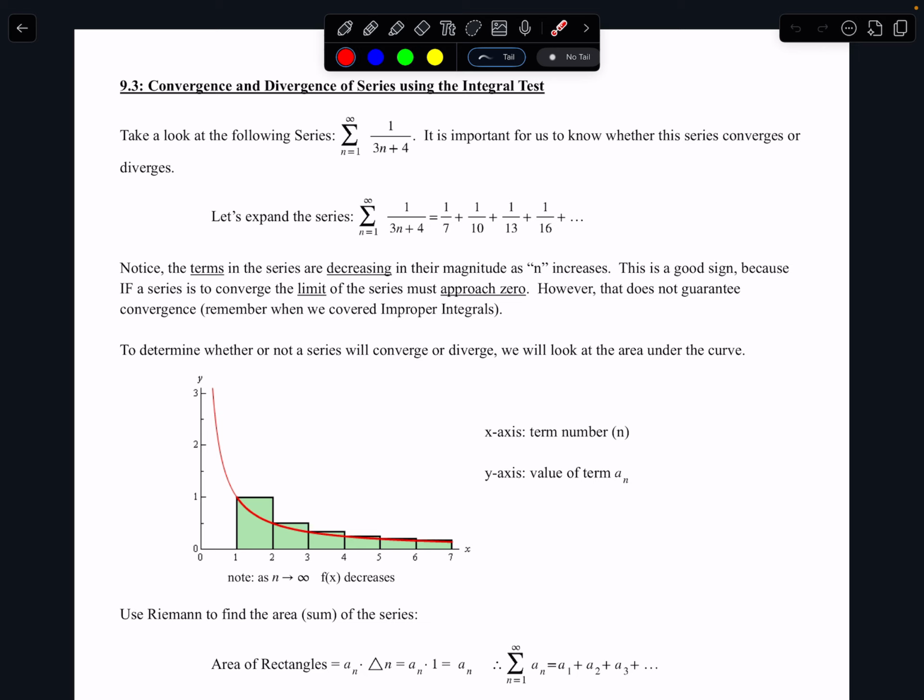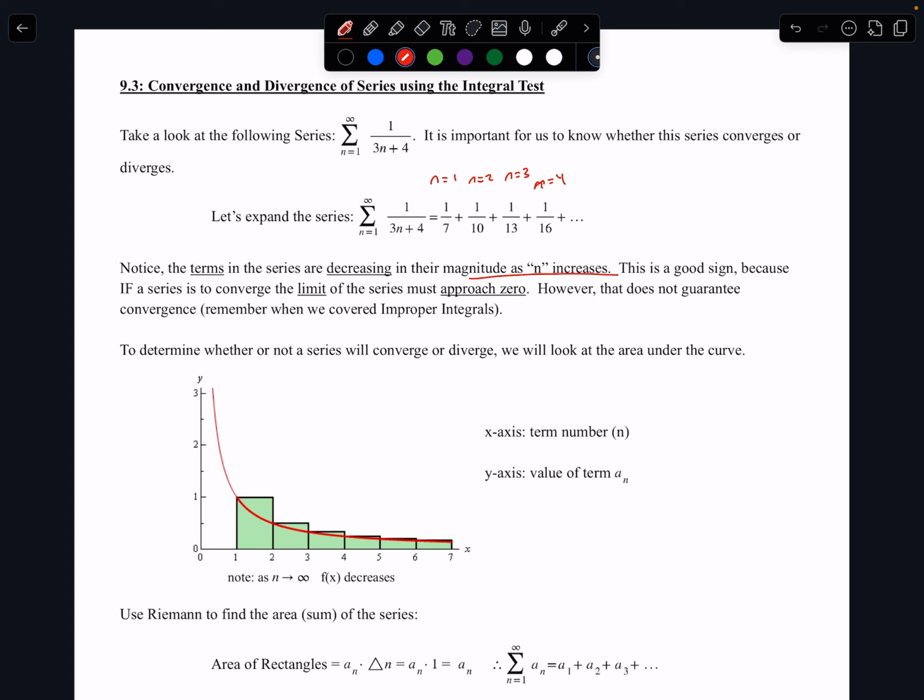So let's expand the series. If we let n be 1, we get 1 over 7. Let n be 2, we get 1 over 10. If we let n be 3, we get 1 over 13. And if we let n be 4, we get 1 over 16. Now notice, the terms in the series are decreasing in magnitude as n increases. In other words, what this is saying is that the limit is approaching zero.